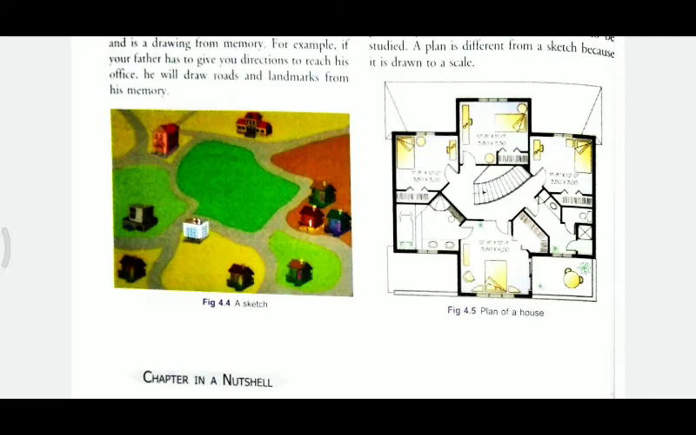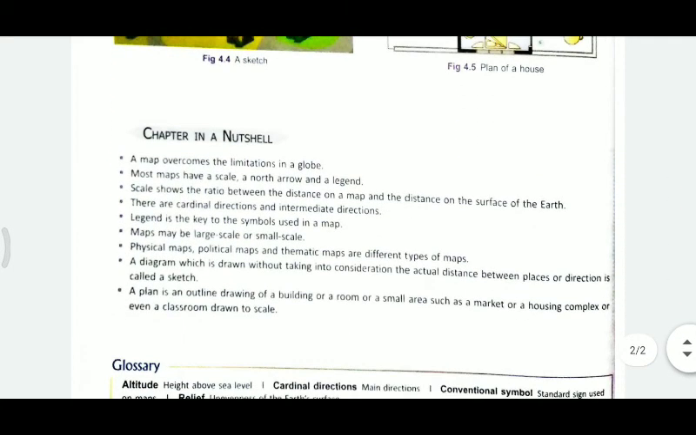So dear student, here the explanation of this chapter is completed. Now we are going to know about the chapter in a nutshell. In other words, we can say it is the summary of the chapter. First point is a map overcomes the limitation of a globe.